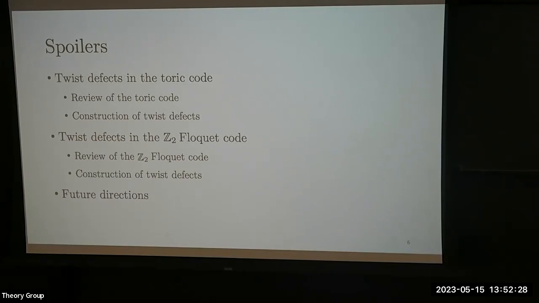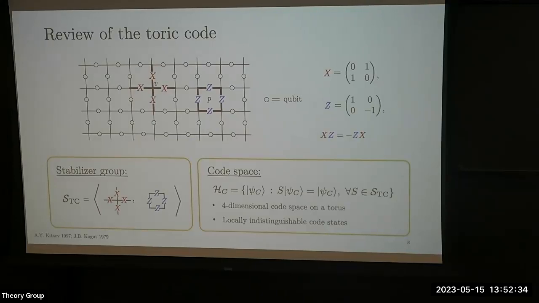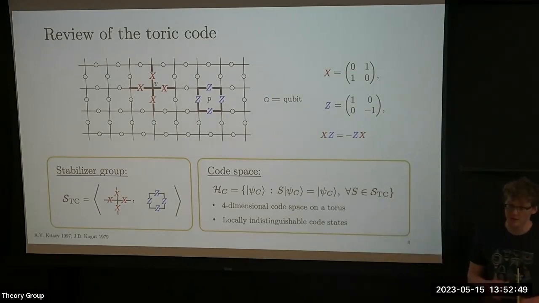So as promised, a review of the toric code. The toric code is a quantum error correcting code defined on a square lattice with a qubit at each edge. The operator algebra of the qubit is generated by Pauli X and Pauli Z operators. I'll represent these with a capital X and a capital Z using quantum information notation.